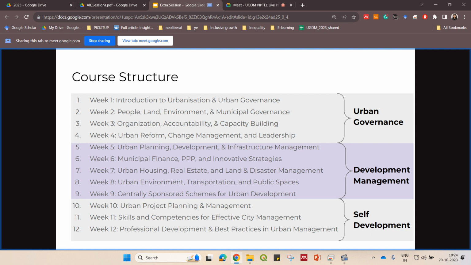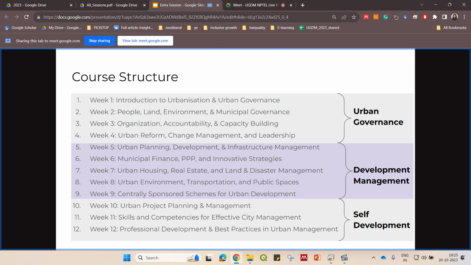Week 2 was focused on people, land, environment, and municipal governance. In this, you would have had the first two lectures on people and community, which focused on how people and community are organized, and how functions related to the needs of people in the community are enabled through urban local governance or municipal governance.